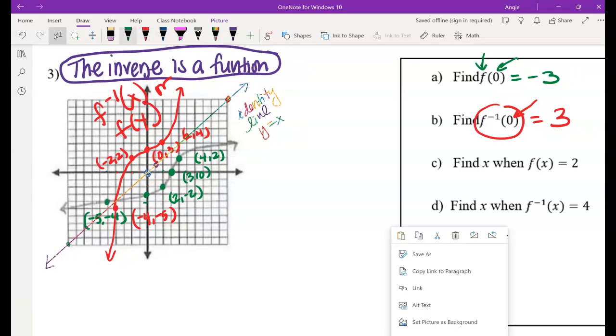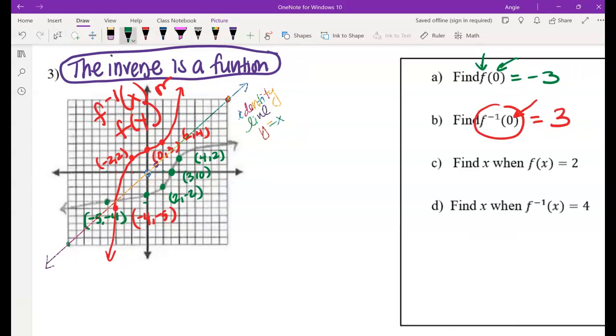Now let's go look at the original function. Find x when y is 2. So I will use this right here. Here's y equals 2. I'll erase that in a little bit. x was going to be 4, okay? So x equals 4. Let me erase that line.